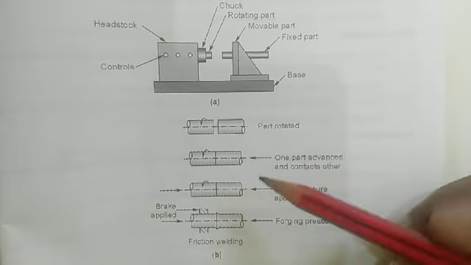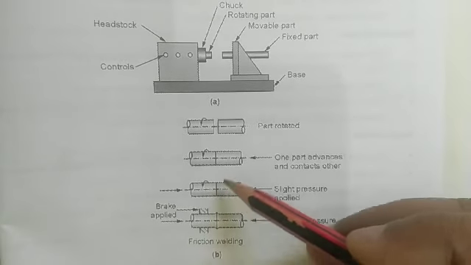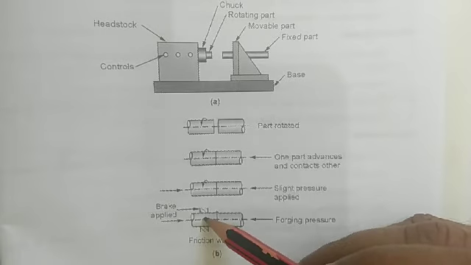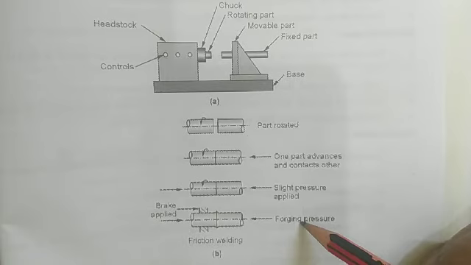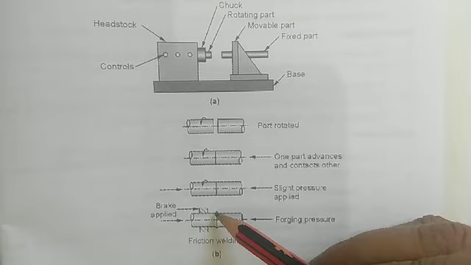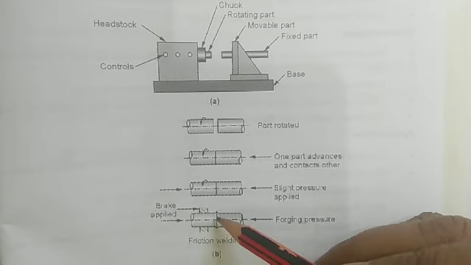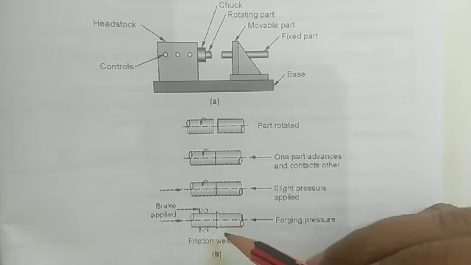And when sufficient heat is generated at the interface, the brake is applied to the moving part and the pressure is increased on the fixed part, and therefore plastic deformation or plastic welding takes place at the interface because sufficient temperature was generated there, and this joint is made.